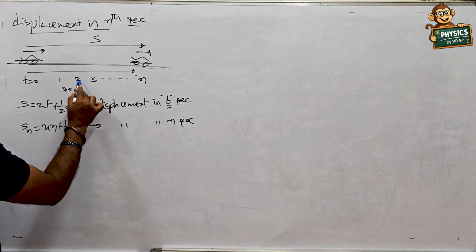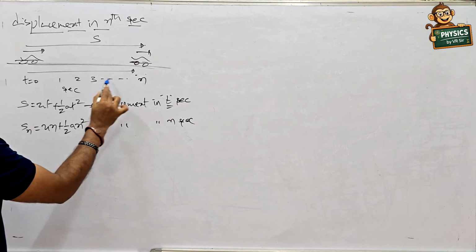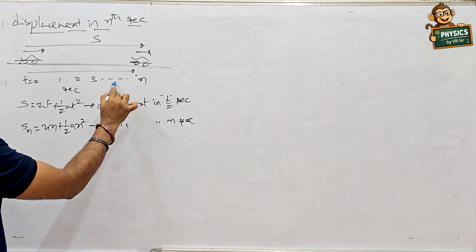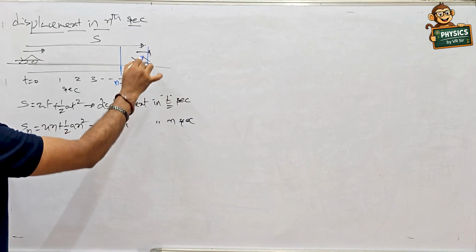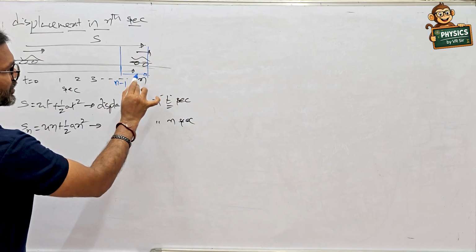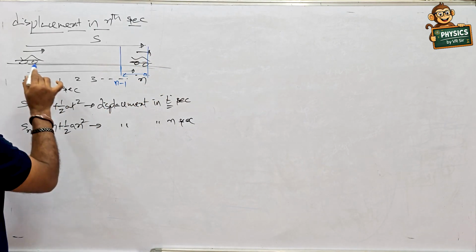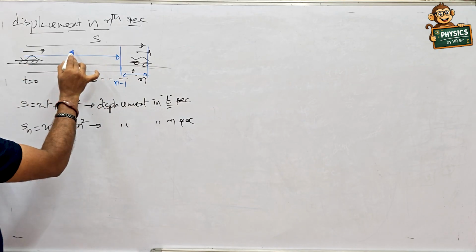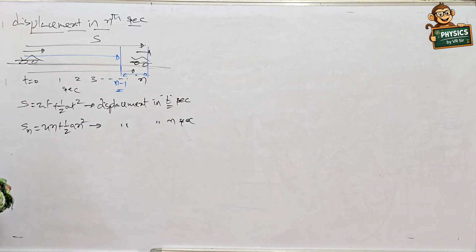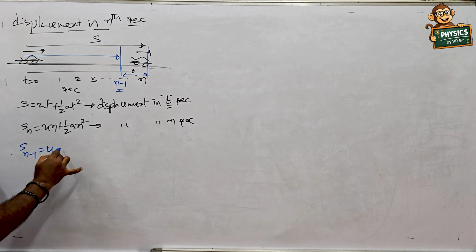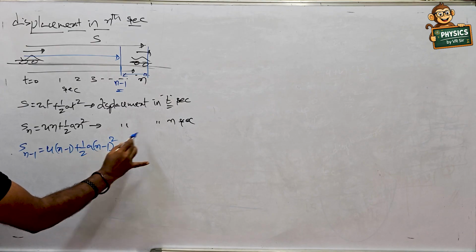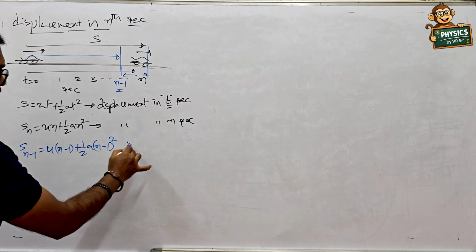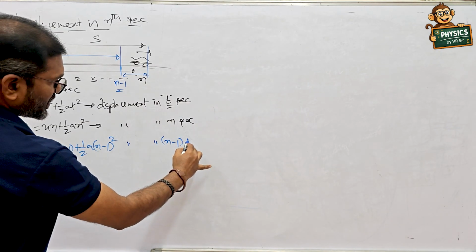Now here, if you observe t equal to 1, 2, 3 and so on, before reaching n there is one more previous second, n minus 1. Now this is the last second. This is the displacement in nth second, and from here till here it is the displacement in n minus 1 seconds, right? How do you write this? Displacement in n minus 1 seconds is u(n minus 1) plus half a(n minus 1) whole square.